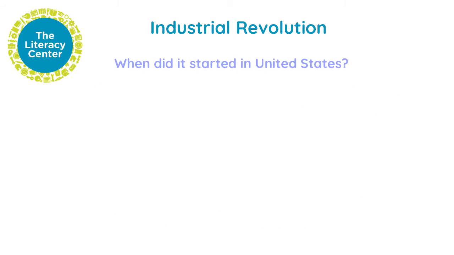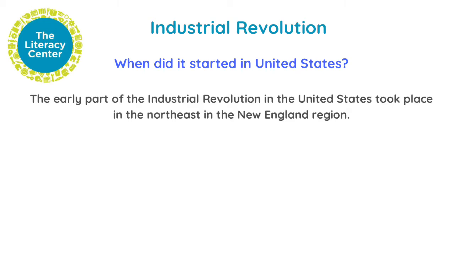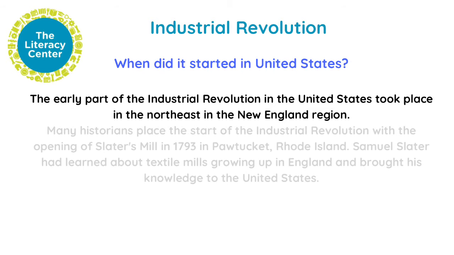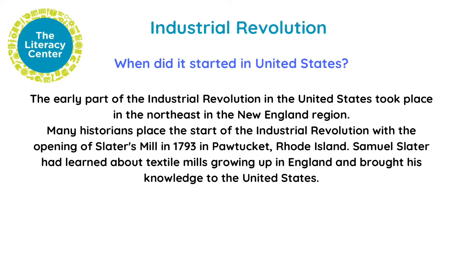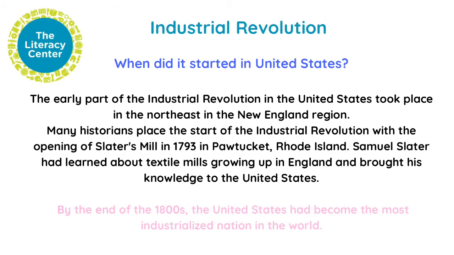So when did it start in the United States? The early part of the Industrial Revolution in the United States took place in the Northeast in the New England region. Many historians place the start of the Industrial Revolution with the opening of Slater's Mill in 1793 in Pawtucket, Rhode Island. Samuel Slater had learned about textile mills growing up in England and brought his knowledge to the United States. By the end of the 1800s, the United States had become the most industrialized nation in the world.